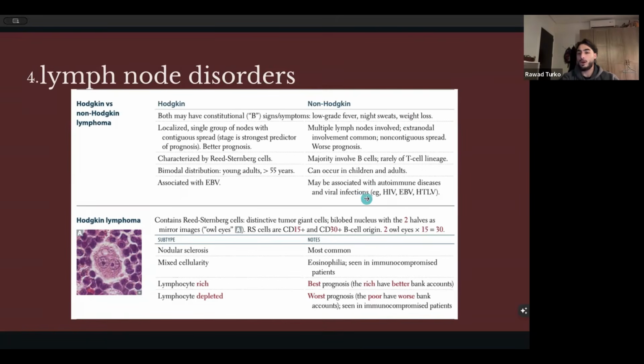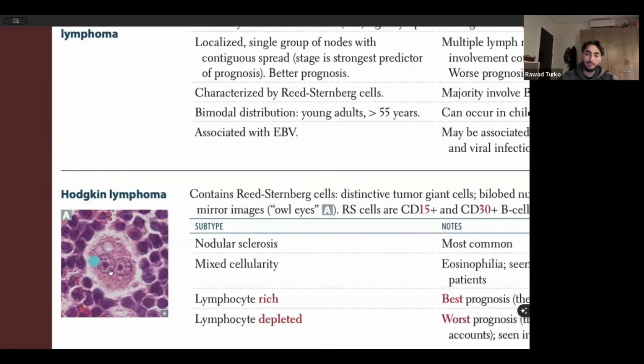EBV is associated with a few non-Hodgkin's lymphomas. Like I mentioned, diffuse large B-cell lymphoma and Burkitt's lymphoma are both associated with EBV. Hodgkin's is usually only associated with EBV. Again, these Reed-Sternberg cells are going to be CD15 and CD30 positive. They're not going to be CD20 positive or CD19 positive. They're characterized by this thing called the owl eye nucleus.